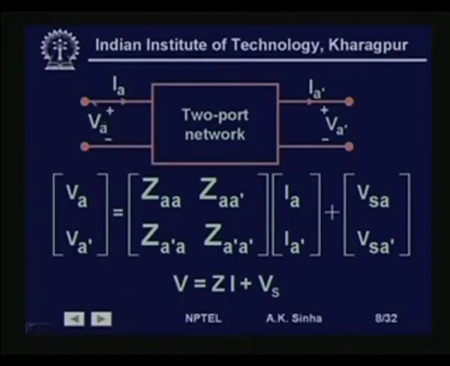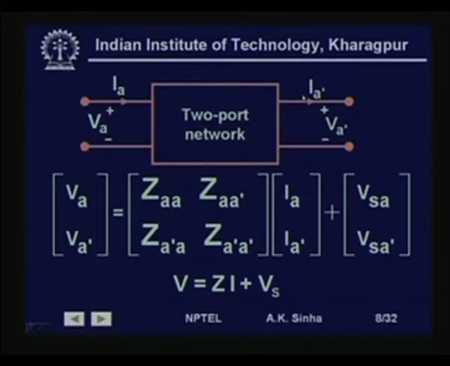So, here I have shown this as a 2-port network where we have IA flowing in on the input side, and VA is the voltage, and on this side IA dash going out and VA dash is the voltage. Now, we can write down the voltage and current relationship for this 2-port network as VA dash is equal to ZA dash A into IA plus ZA dash A dash into IA dash. Now, these impedances are basically called the open circuit impedances for this network.